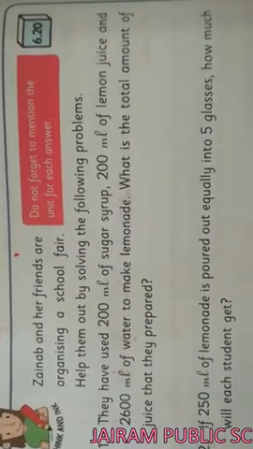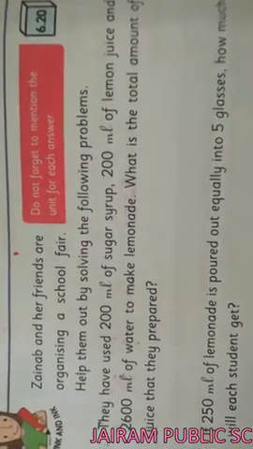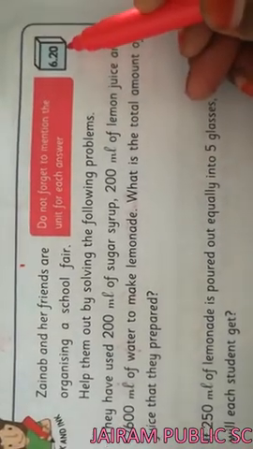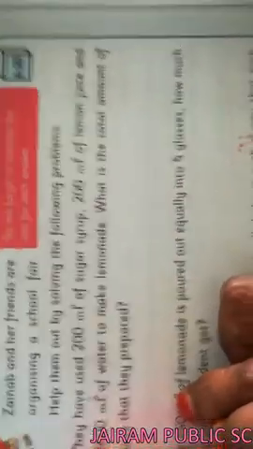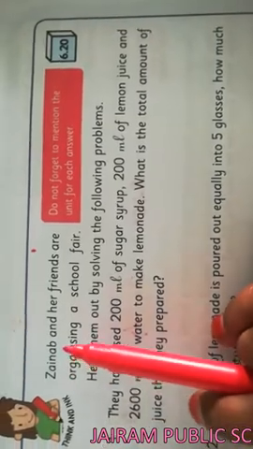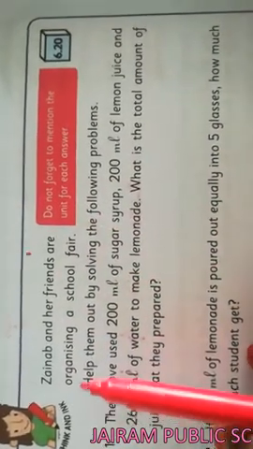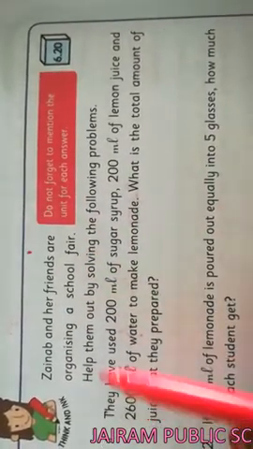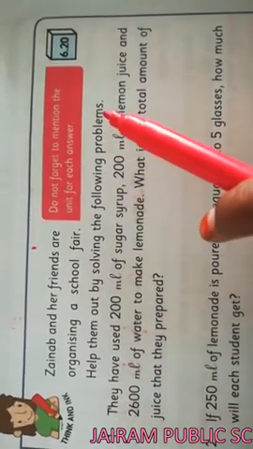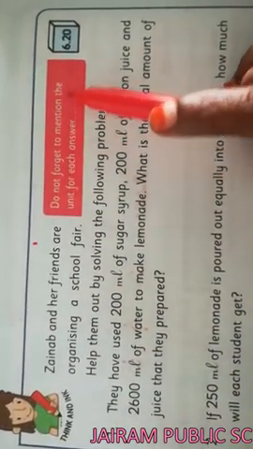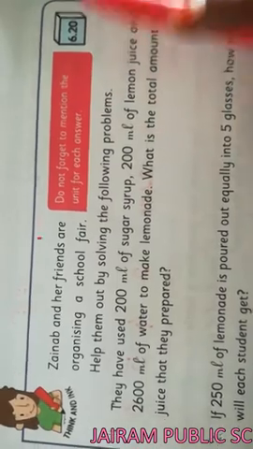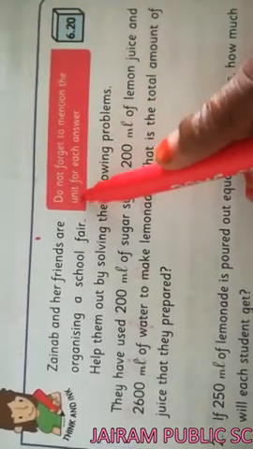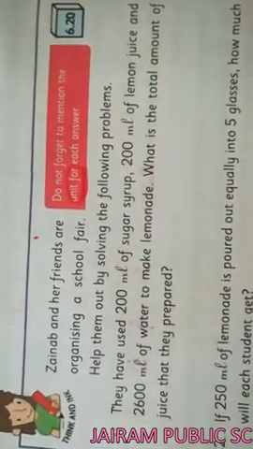Next, studio book, page number 152, children. Activity number 6.20, Think and Ink activity. Sagar and his friends are organizing a school fair. Help them out by solving the word problem. Do not forget to mention the units for each answer. You have to mention the units for each answer.